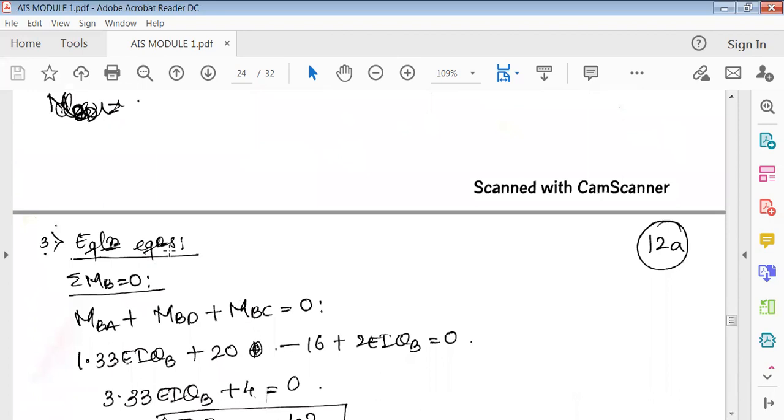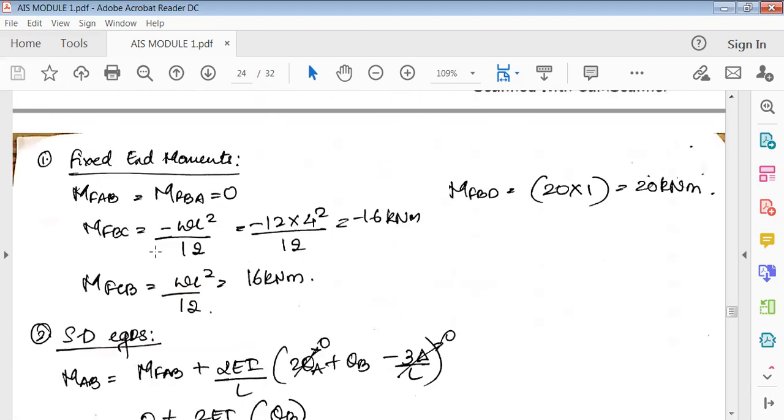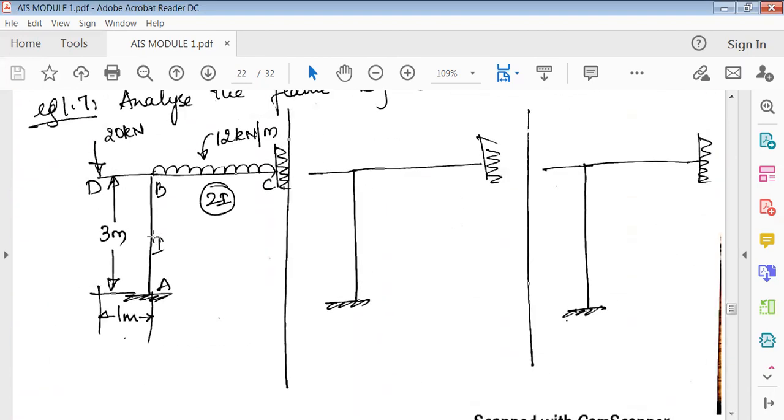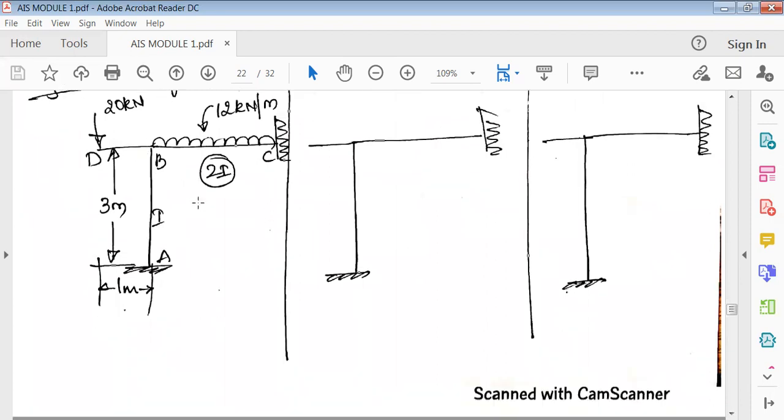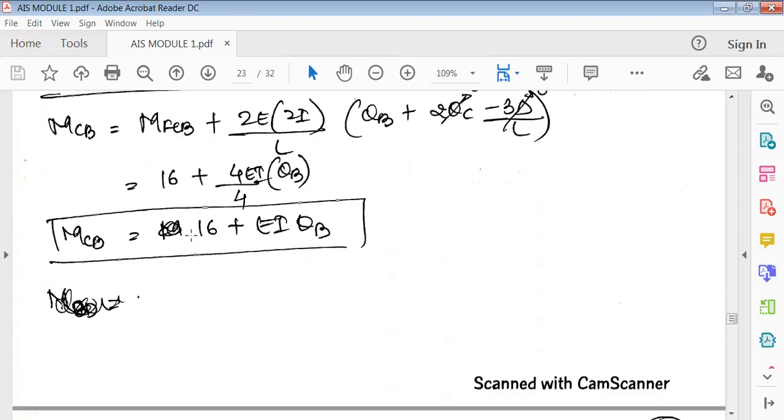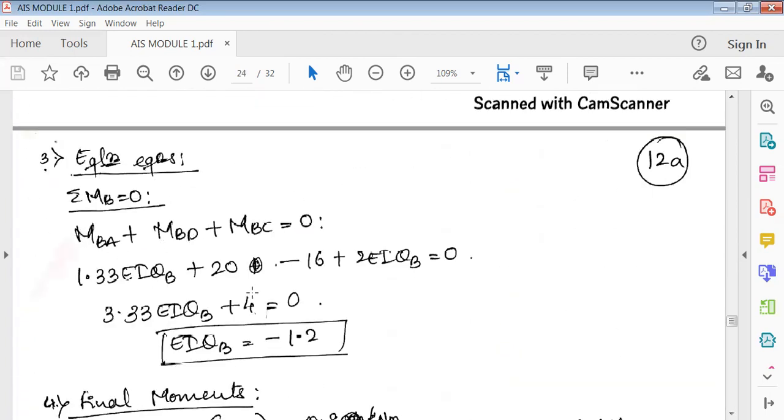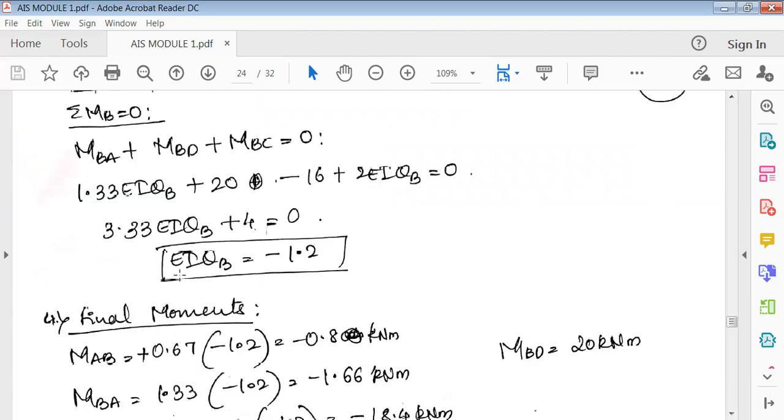Next, equilibrium equations. These are joint equilibrium equations. Here at one joint there are three members connecting, so we have to consider that. See here, MBA, MBC, MBD. Consider all the equations: MBA plus MBC plus MBD equal to 0. Substitute all the values here. Then you'll get only one unknown, so EI theta B is minus 1.2. Then find the final moments. So the final moments are MAB.